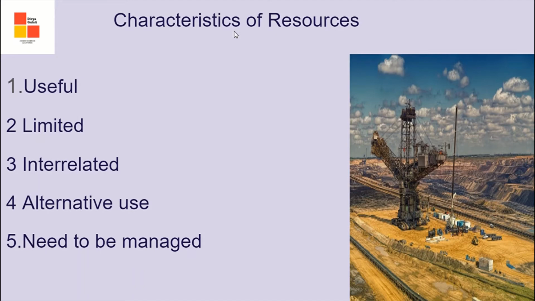Interrelated. All resources are interrelated, means they are in combination with each other. So we require one or more resources to achieve our goal. Example, your teacher is using a board to teach you. She requires a skill, she requires chalk, she requires space along with the blackboard.